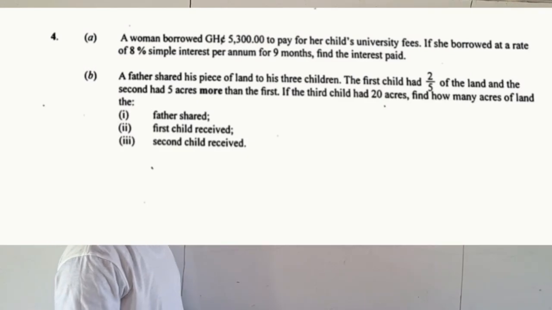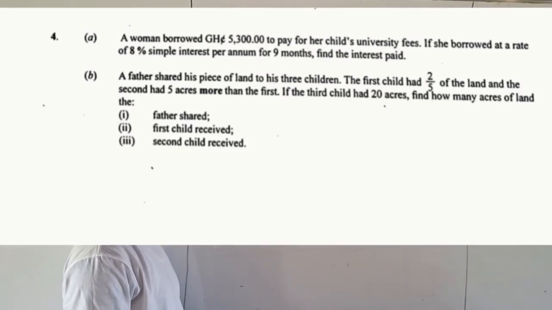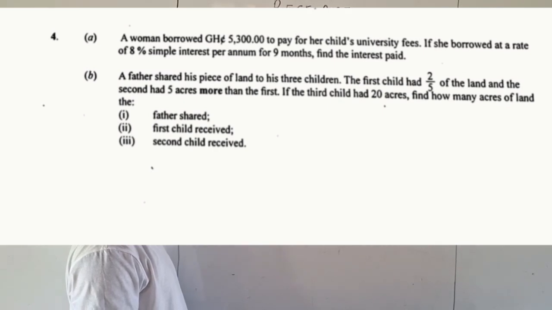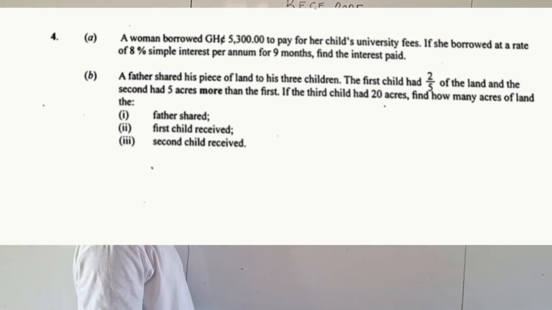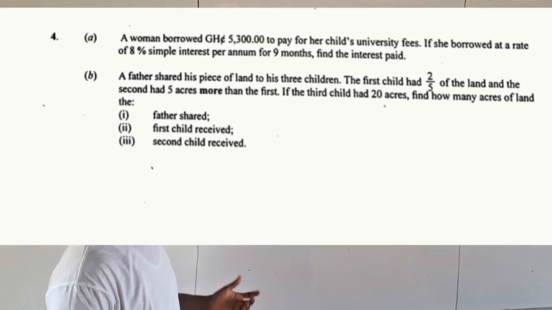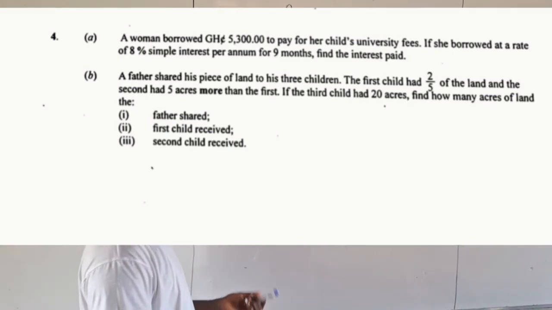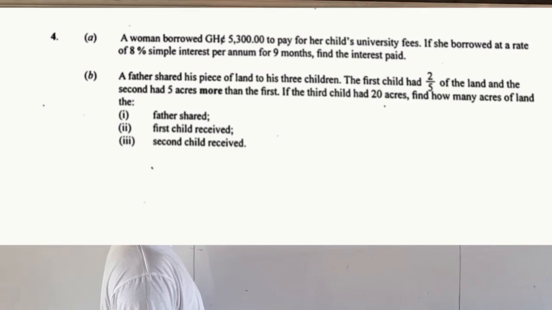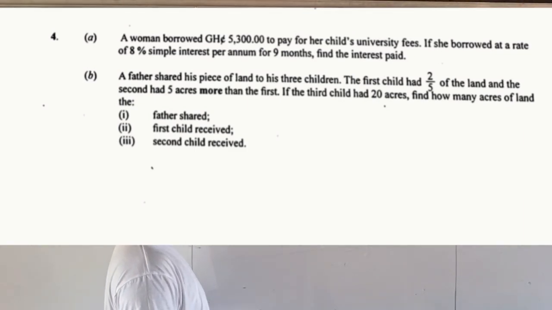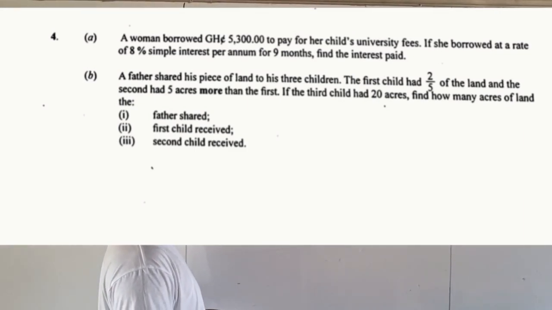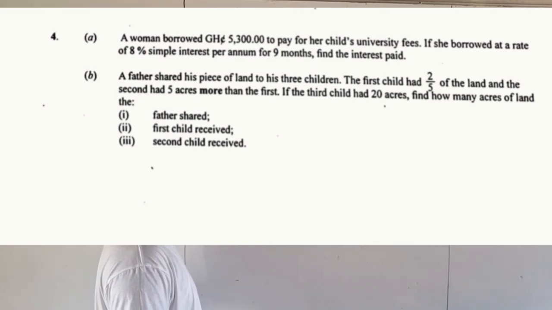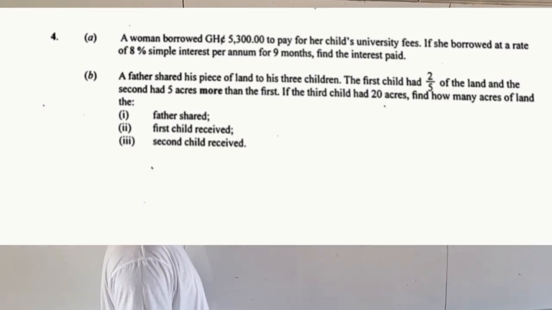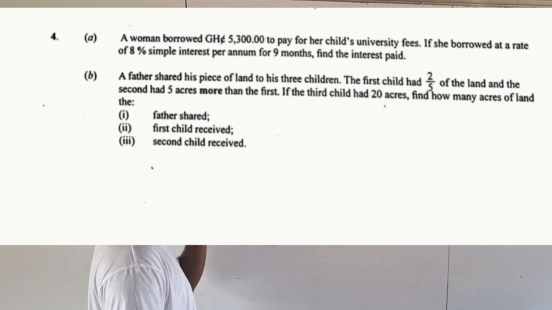So 4B says that a father shared his piece of land to his 3 children. The first child has 2/5 of the land. The second child has 5 acres more than the first. So as I said, the father shared a piece of land that we don't know for the 3 children. The first child has 2/5. The second had 5 acres more than the first. Then the third child had 20 acres. So find how many acres of land the father shared.